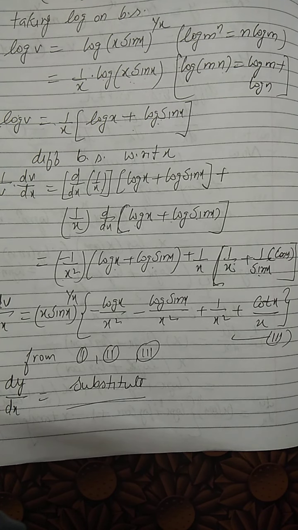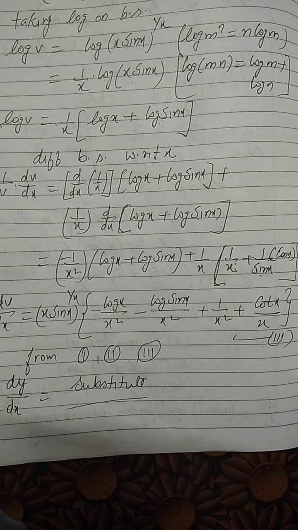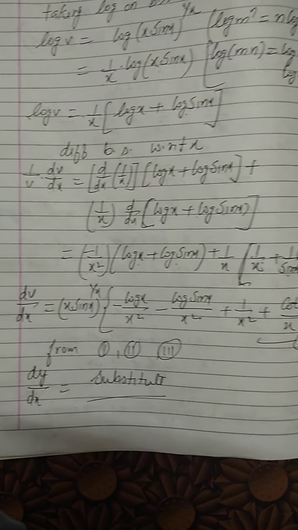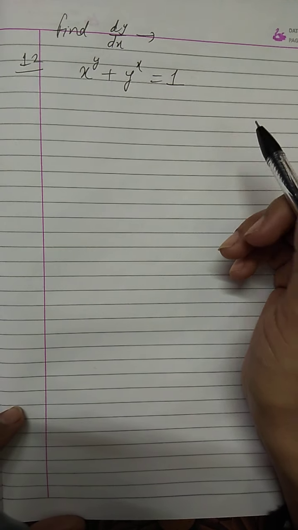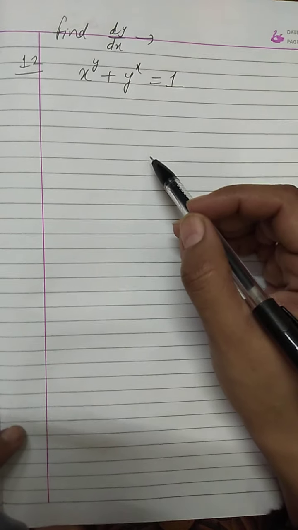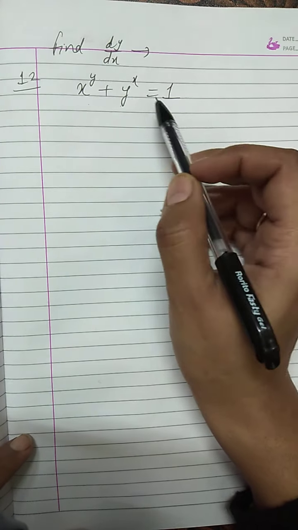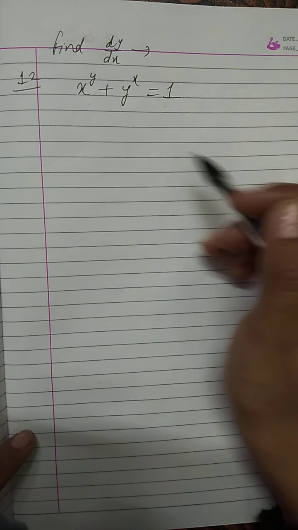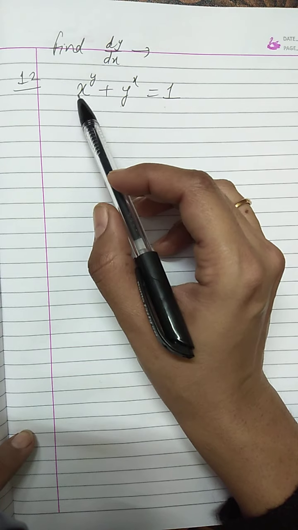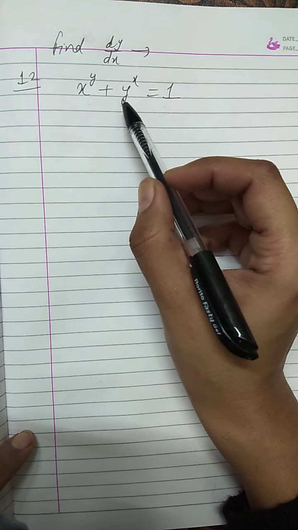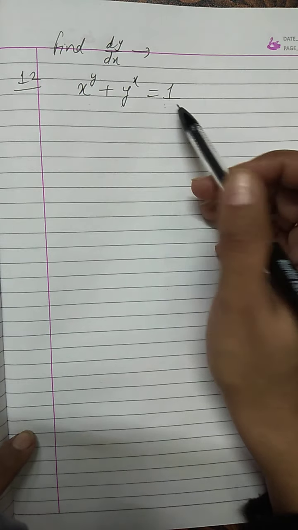Let us see what kind of statements we will have and how we will proceed here. So let us discuss one or two sums. Now in sum number 12, we have to find dy by dx. What kind of equation are we given? x raised to power y plus y raised to power x equal to 1. Now on the left hand side we have the sum of two terms, where the first term is variable power variable, the second term is variable power variable, and the right hand side is 1, that is constant.